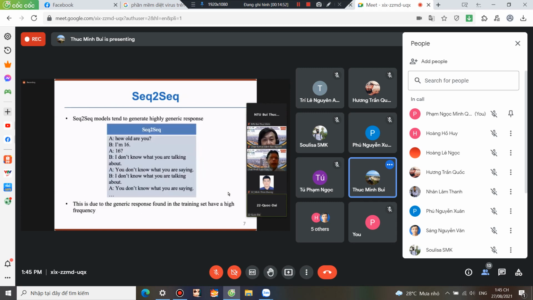I will show an example. Despite the success of sequence-to-sequence models in dialogue generation, there are some problems. Firstly, this model tends to generate highly generic responses. One example is that sequence-to-sequence tends to generate generic responses such as I don't know, regardless of the input. This is due to these responses found in the training set having a high frequency.